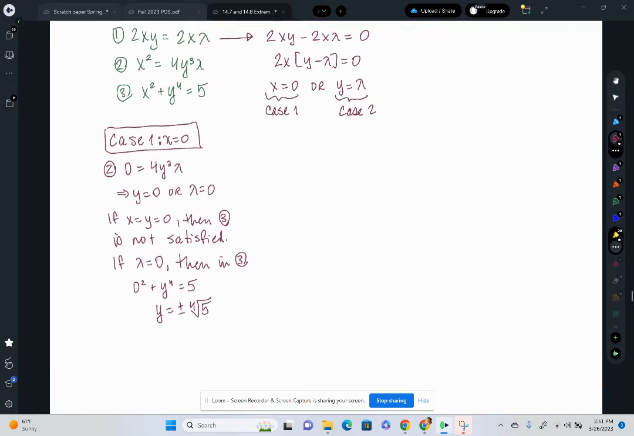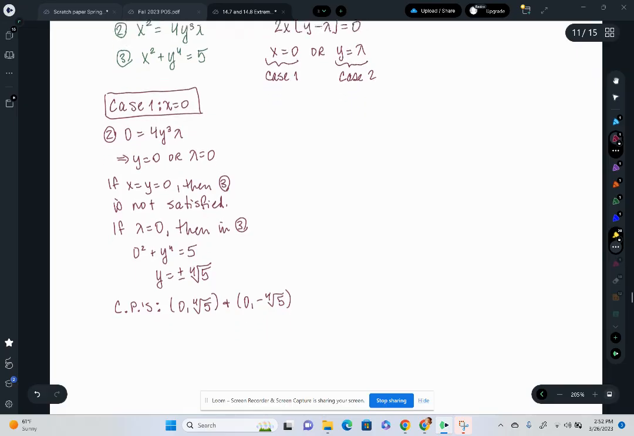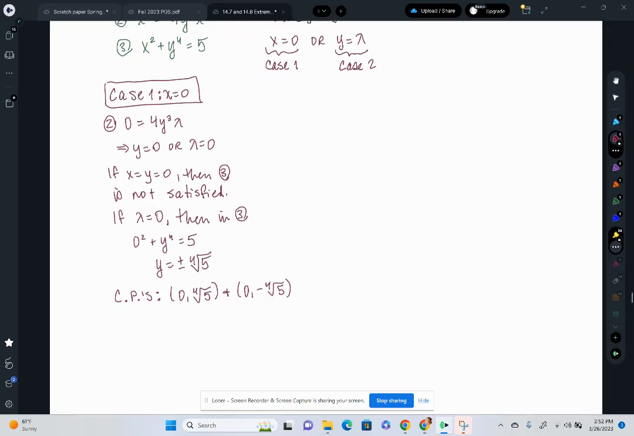Okay, so that gives me critical points of, let's see, x was 0, so we have 0 comma the positive fourth root of 5, and we have 0 comma the negative fourth root of 5. Okay, now the next thing I need to do is find out what my function value is at these points. So I'm going to look at f of 0 with the fourth root of 5. I have to remember what my function was.